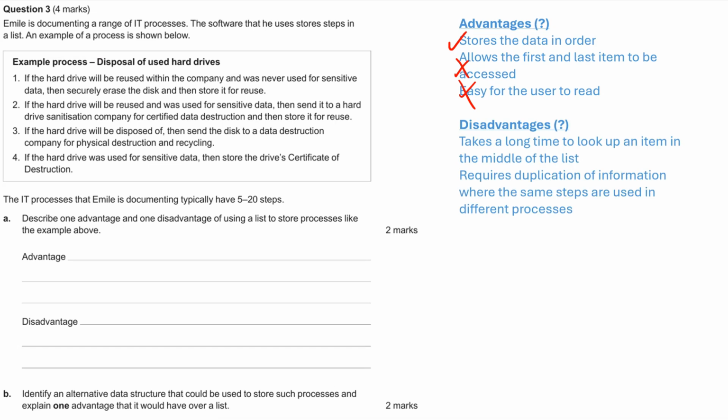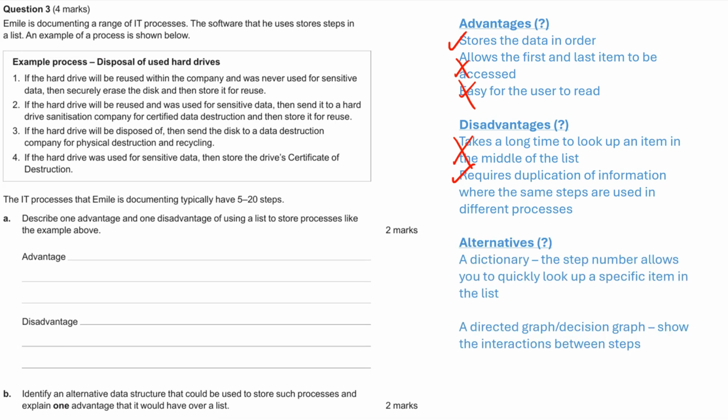Let's find some disadvantages. Well, I've made it clear, it takes up a long time. That is not going to get anywhere. However, I think requires duplication of information is good because we can imagine that a lot of these things are going to be repeated. Whether you have to make a certificate of destruction, that sounds like something you'd be doing a lot. So I think requires duplication of information is a good one.